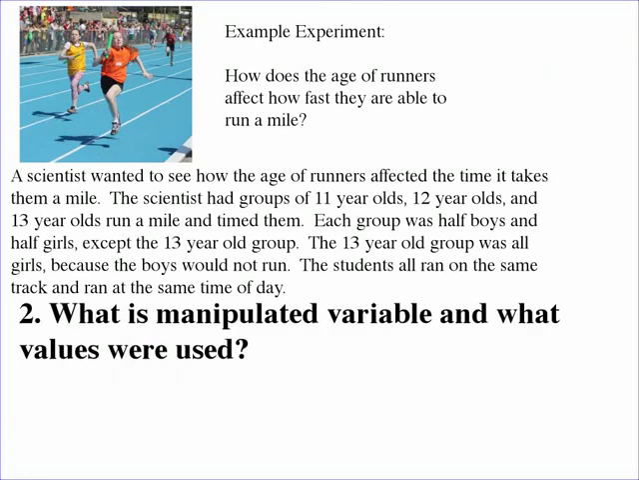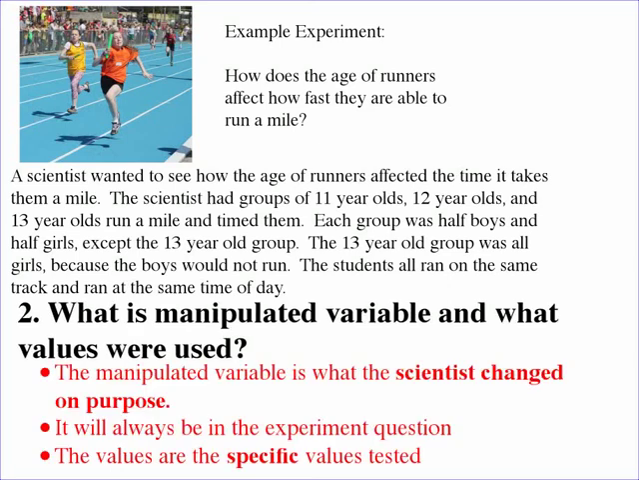The next question is, what is the manipulated variable, and what were the values used? Remember, the manipulated variable is what the scientist changes on purpose. This is what the experiment is really all about. So it'll always be in the experimental question, and the specific values are what they actually tested. In this experiment they tested the age of the runners. That was the manipulated variable, and the values were 11-year-olds, 12-year-olds, and 13-year-olds. They could have chosen any values, but they chose 11, 12, and 13-year-olds.